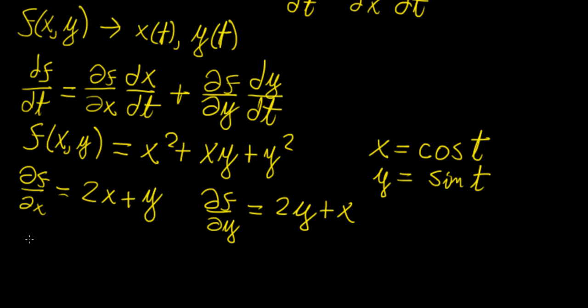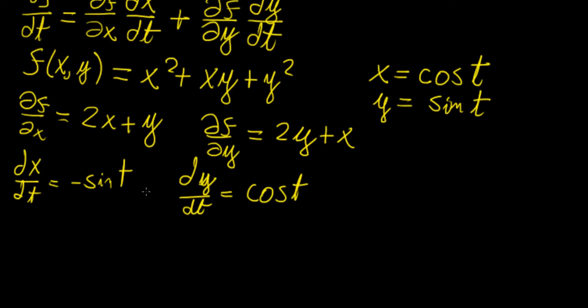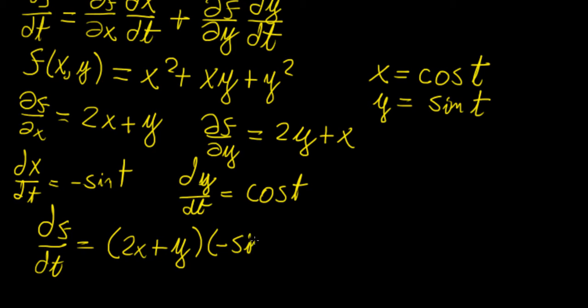And then each of these individually: dx over dt is going to be minus sine t, and then dy over dt is going to be cosine of t. So now we can write the expression as df dt is equal to 2x plus y times minus sine of t, plus 2y plus x times cosine of t.